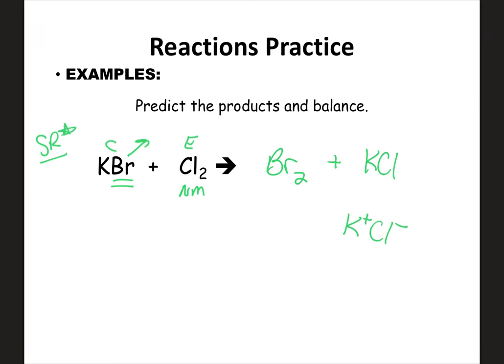The last thing I have to do here is balance this. I see 2 bromine on the right, so I'm going to put a 2 in front here on the left, but now I have 2K on the left, so I have 2K on the right, but now that gives me 2Cl on the right, and I have 2Cl on the left, so this is balanced, okay? If you're not able to balance them by going back and forth, you're more than welcome to do the reactants products table, but you don't have to at this point if you don't need to.